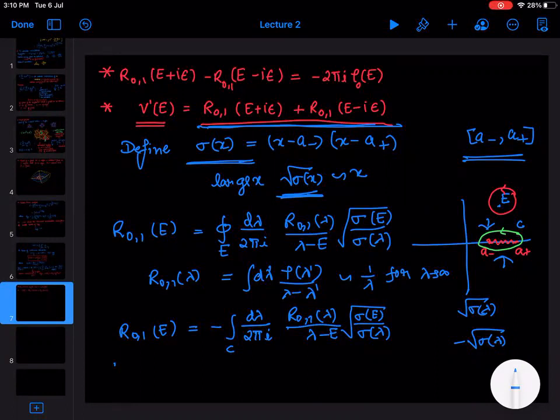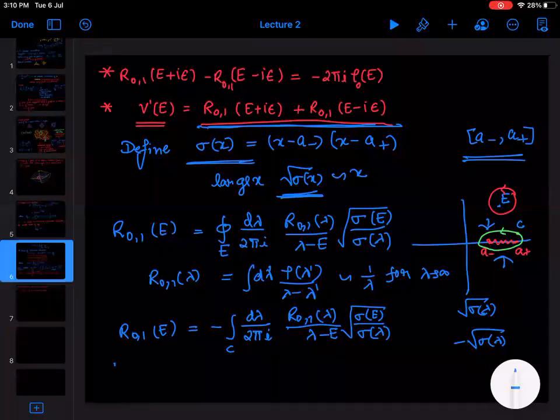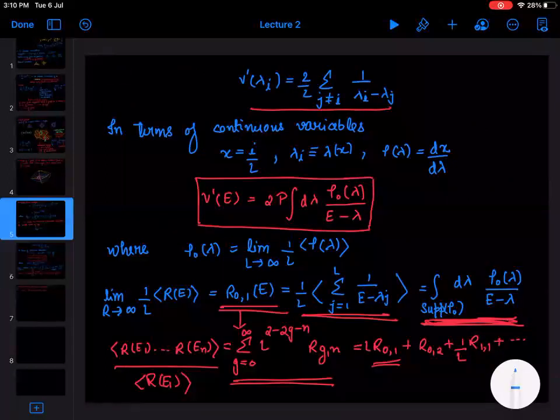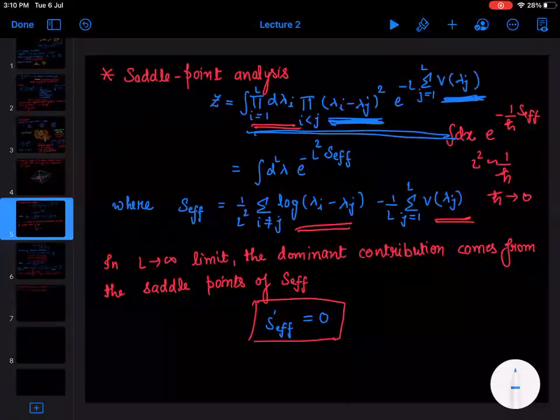If you go back to the slide where you have the action, see here, if you take a derivative of this S effective, the 1 by lambda i minus lambda j terms come down, and you get a V prime, potential prime, on that. So at the end of the day, when you do this large n limit, you have to solve an integral equation. Whatever she is doing is basically a trick to achieve that.